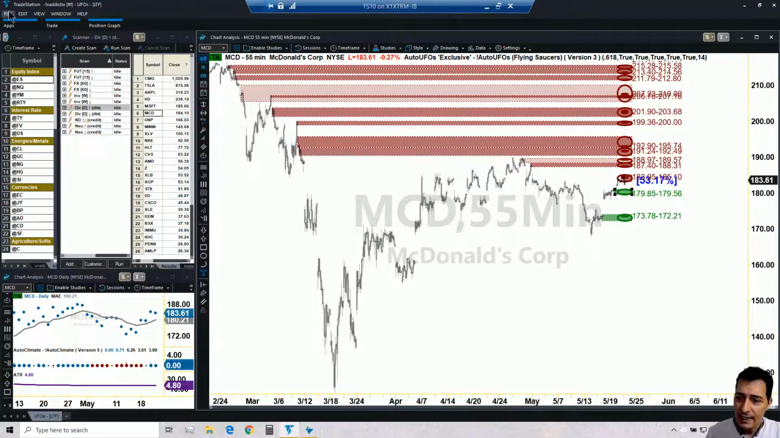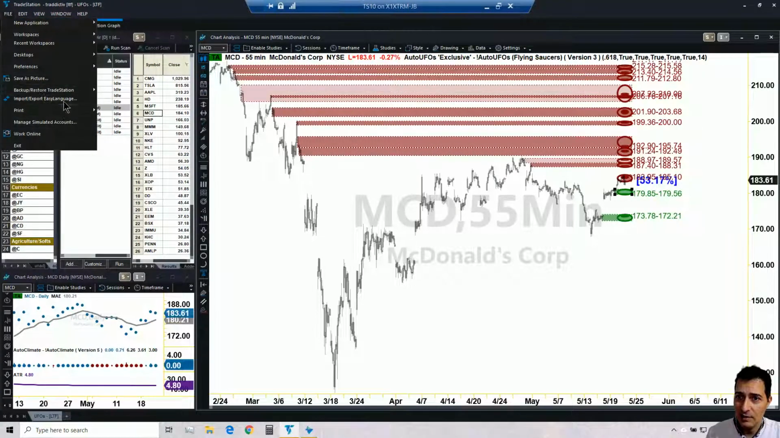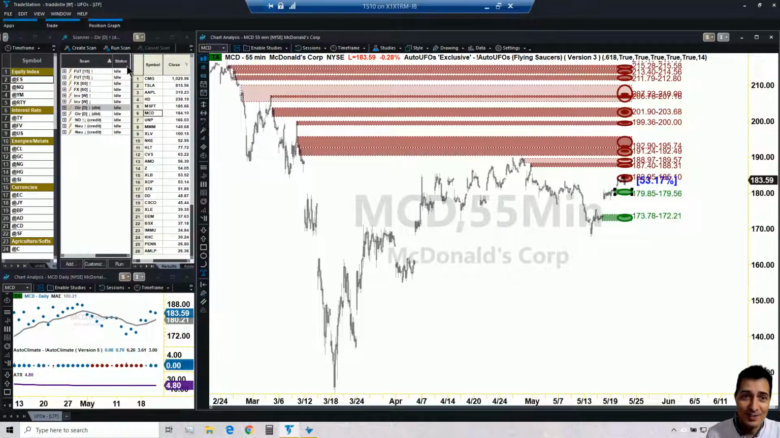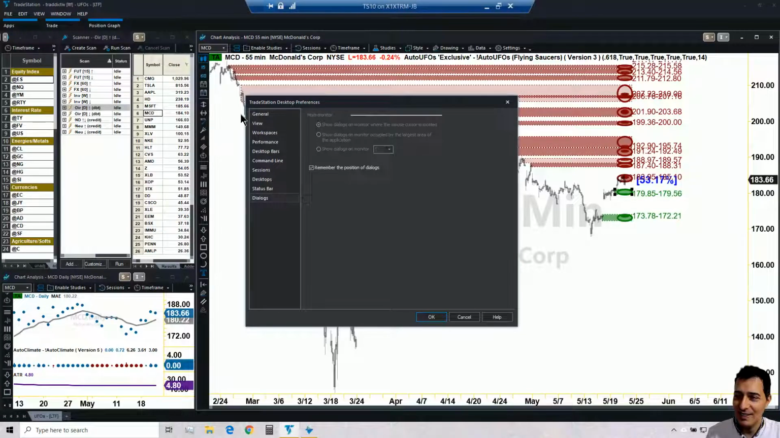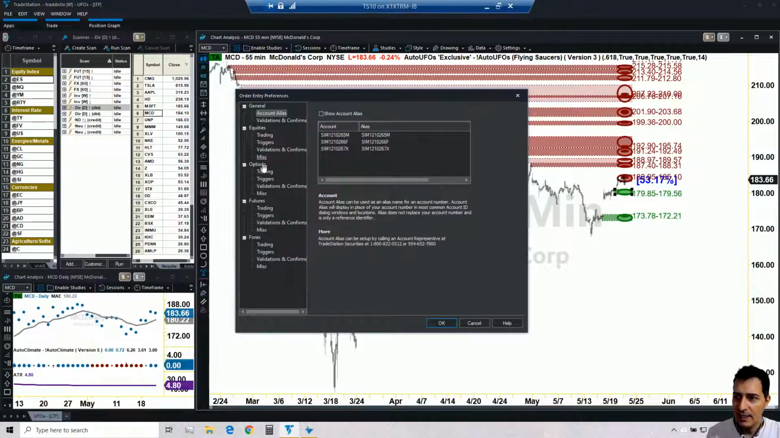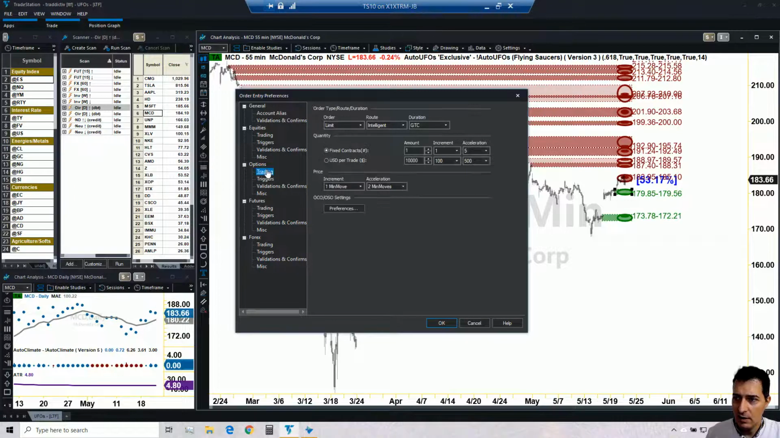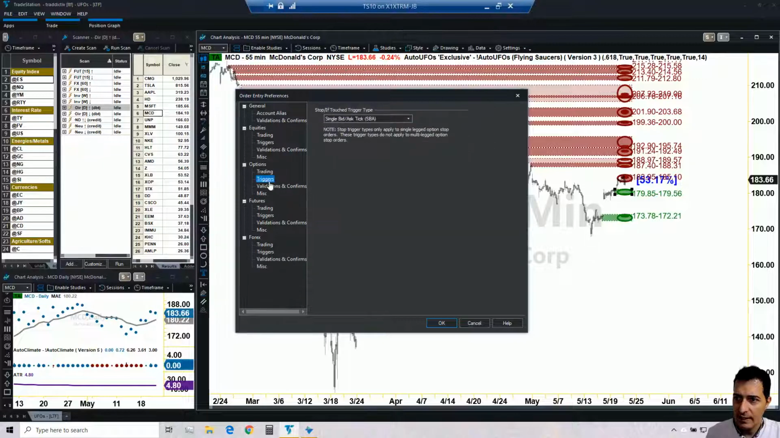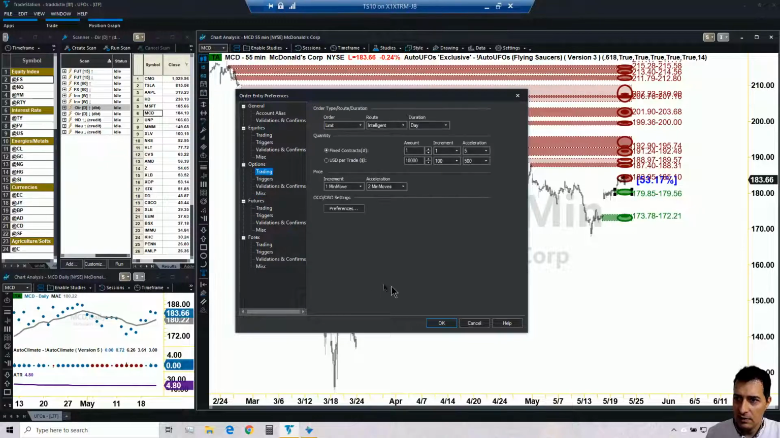Actually, even better, I could just come to the preferences. For a minute I was not seeing it. So, preferences. Not desktop preferences, sorry for that. Order placement preferences. So, preferences, order entry, and we're going to look at options trading. I want by default the orders to be day only. That way, starting from now, it will be day only. Yes, perfect. So that's it.